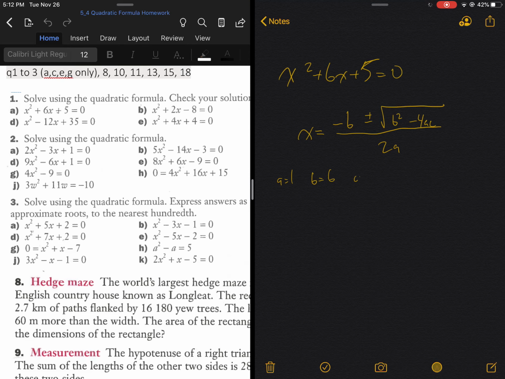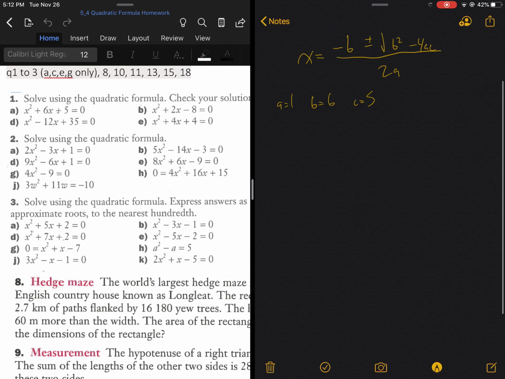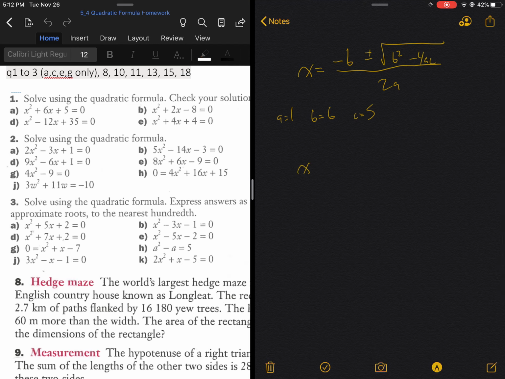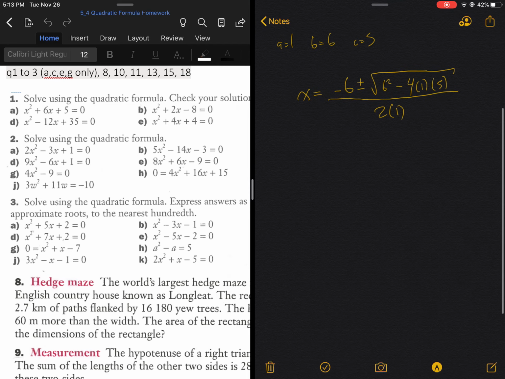Great. A equals 1, b equals 6, and c equals 5. So what does that mean? X equals minus 6 plus or minus the square root of b squared, 6 squared, minus 4 times a times c, which is 5, and that's all over 2 times 1.